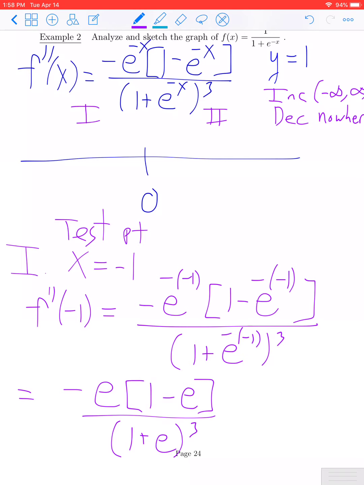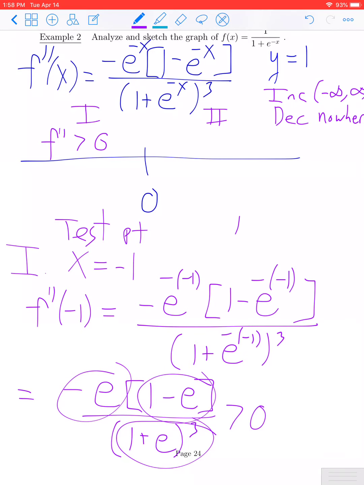You can punch this into your calculator if you want. The denominator is positive. E is bigger than 2, so that factor is negative. This factor is negative, and a negative times a negative is a positive. So the numerator is positive, denominator is positive, which means that this whole thing is going to be positive. So the second derivative is going to be positive. And if the second derivative is positive, that means that the graph is going to be concave up.